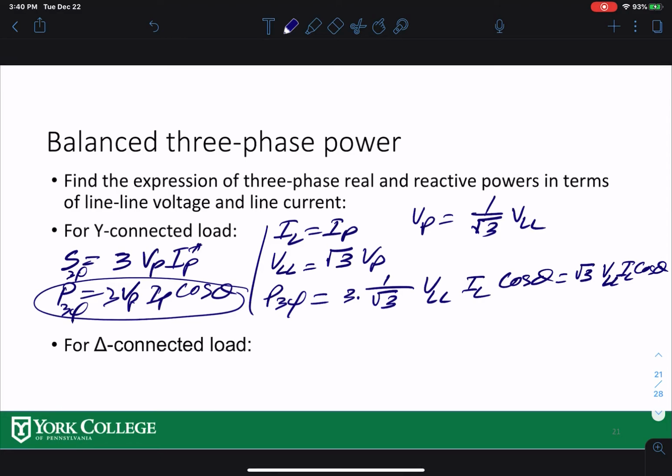Right. I can do the same thing for reactive power. It's also the same thing, so it will be sine theta, right?